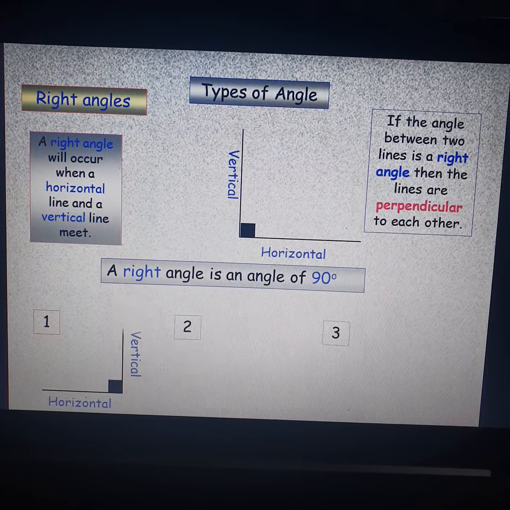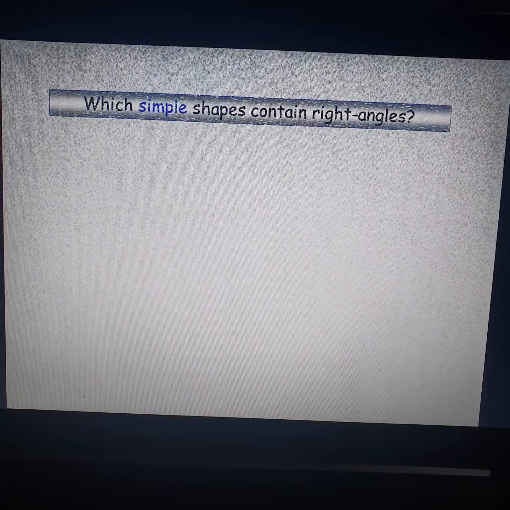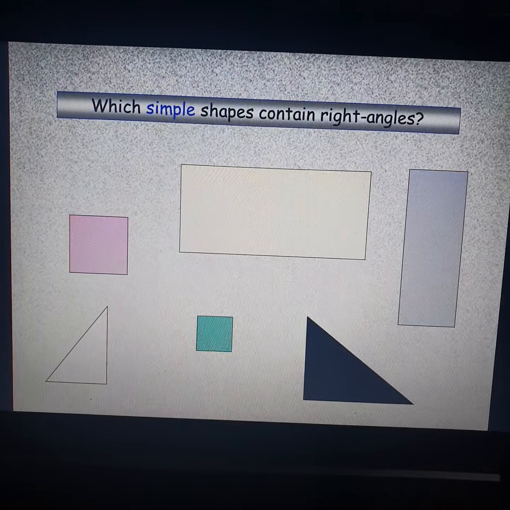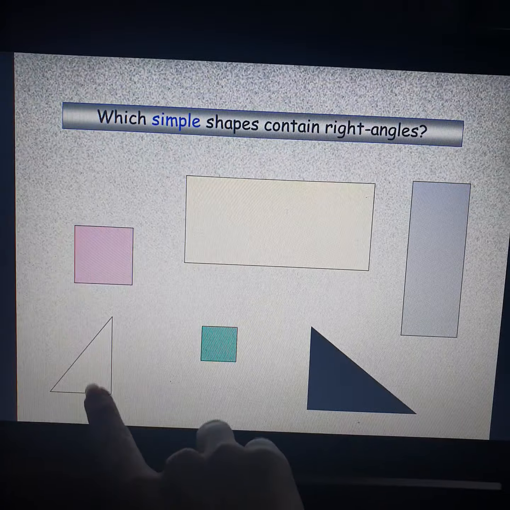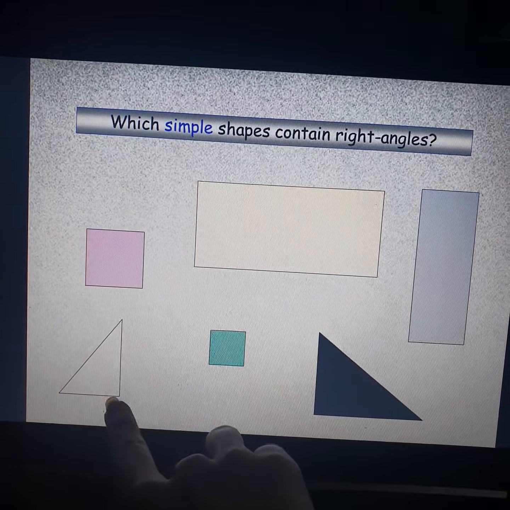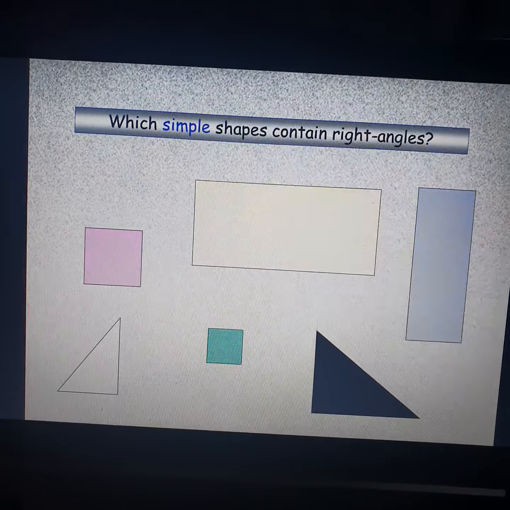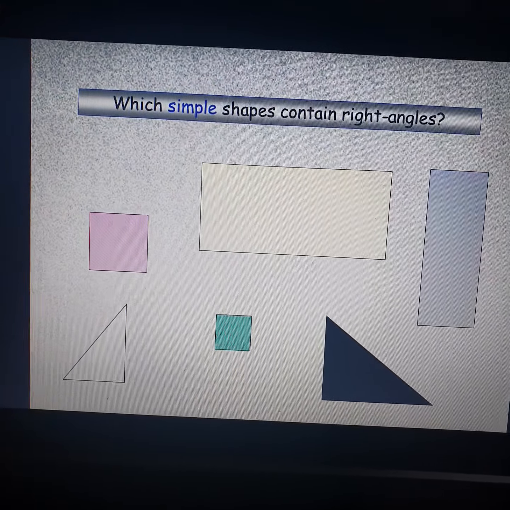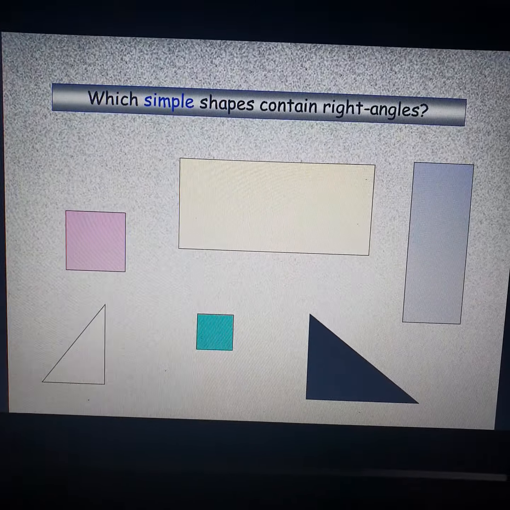And here's more examples of right angles. Which sample shapes contain a right angle? Right, so let's look. This definitely does. This does. This also does, because you have a vertical line meeting a horizontal line, a right angle. This does. This does. This does. All of them contain right angles. Every square and every rectangle will have 4 right angles. A triangle may not always have a right angle in it, okay? But it does in that case.